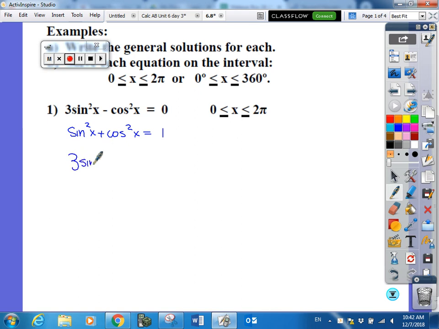So 3 sine squared x minus. Now I am changing a single word into 2 words. So I have to use parentheses. And that's going to be 1 minus sine squared x equals 0. Now I just need to distribute.